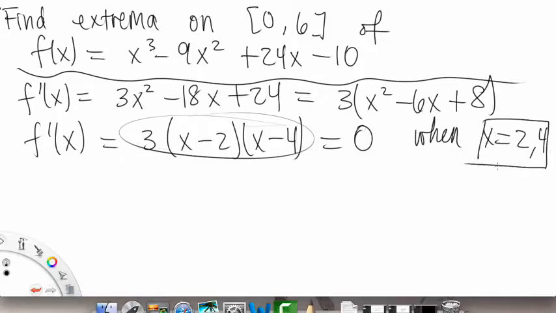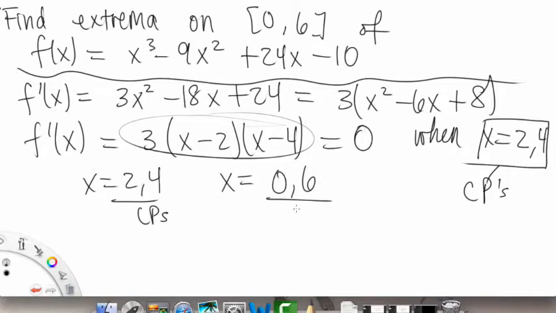I'm going to label those as CPs, our critical points. And now we can't forget about our endpoints, right? Our critical points are x equals 2 and 4, and our endpoints are x equals 0 and 6. We've identified those, and now what we want to do is plug all of these values into our original f of x function, and I'll do that on the next slide.